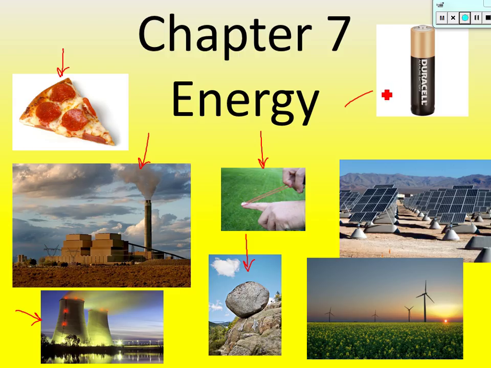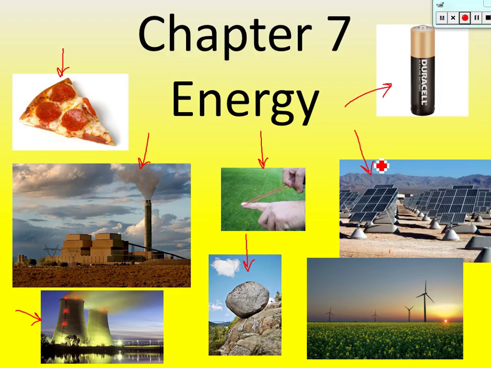All right, I've got a picture of a battery. Batteries store chemical energy, and that chemical energy is stored until you use it. You put this battery in a device, and then that chemical energy is turned into electrical energy, so moving electrons from one side of the battery to the other side. So that's an example of energy.